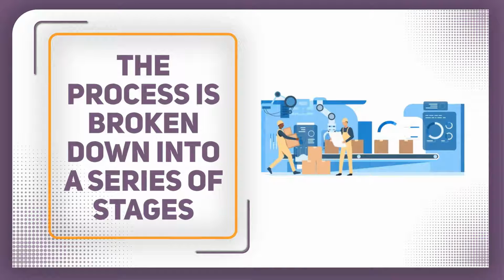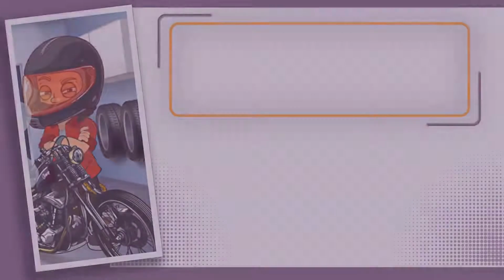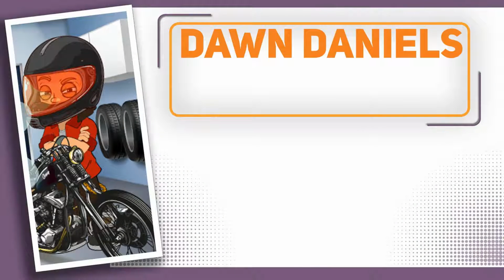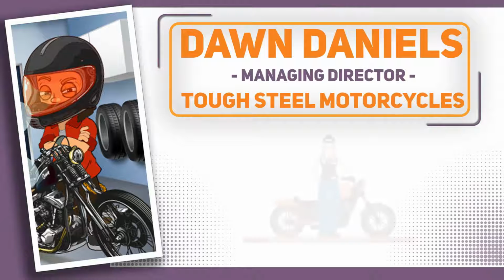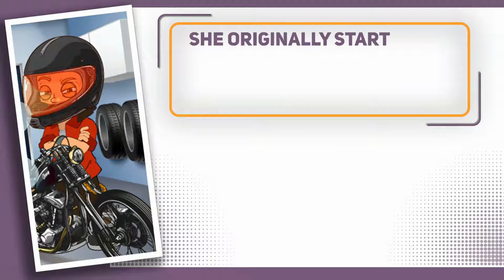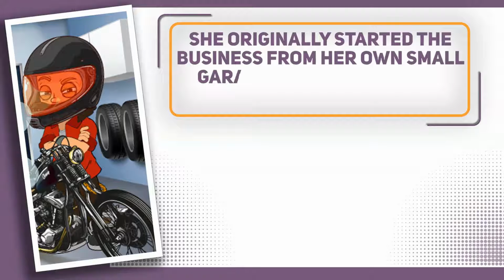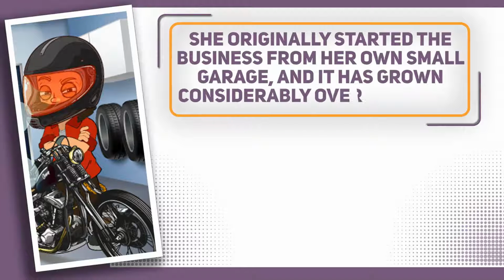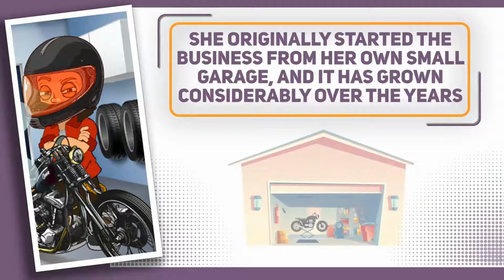To help us understand this topic in a little more detail, let's introduce Dawn Daniels, the founder and managing director of Tough Steel Motorcycles. Dawn is crazy about motorbikes and has been ever since she can remember. She originally started the business from her own small garage, and it has grown considerably over the years. After a couple of successful years, the business went from being a successful partnership to a limited company, and it now has over 30 shareholders.